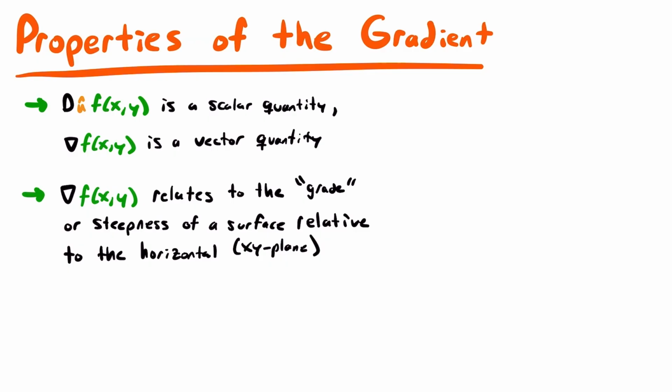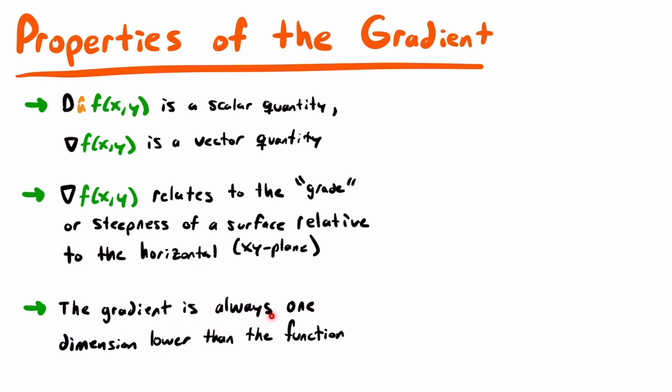Okay, so we're going to talk about this in more detail in just a little bit, but for right now, you just want to know that the gradient vector is going to help describe the steepness of a surface at a particular point when compared to the xy plane. All right, and then finally, the last very basic idea that I want you to keep in mind is that the gradient is always one dimension lower than the function you have the gradient of. Okay, and you can see that in our example that we just did.